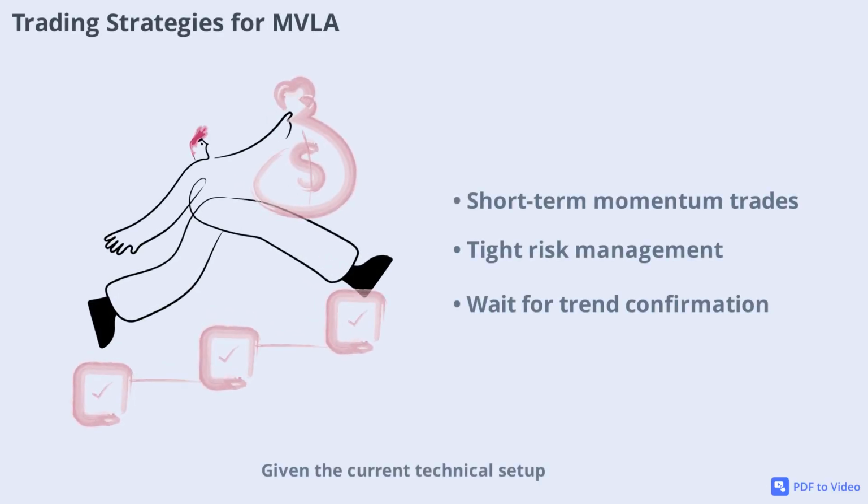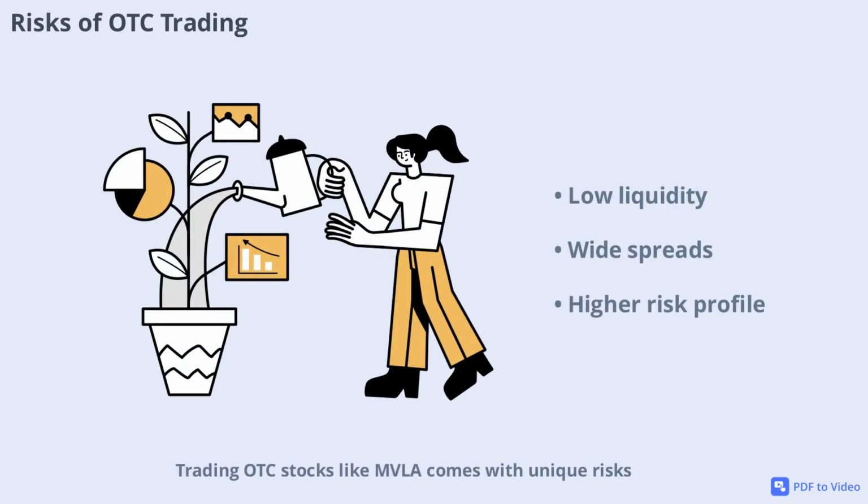Given the current technical setup, traders might consider short-term momentum strategies, such as buying on breakouts above resistance or selling on breakdowns below support. It's crucial to use tight stop-loss orders and manage position sizes carefully. For longer-term investors, waiting for confirmation of a sustained uptrend may be the safer approach, given the stock's position below key moving averages.